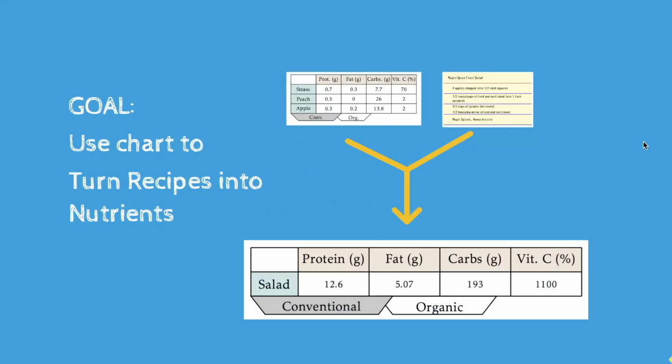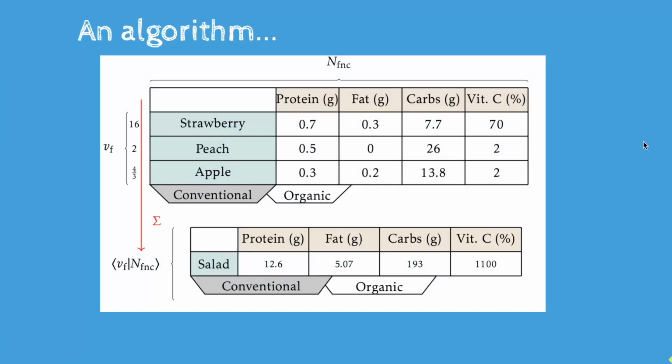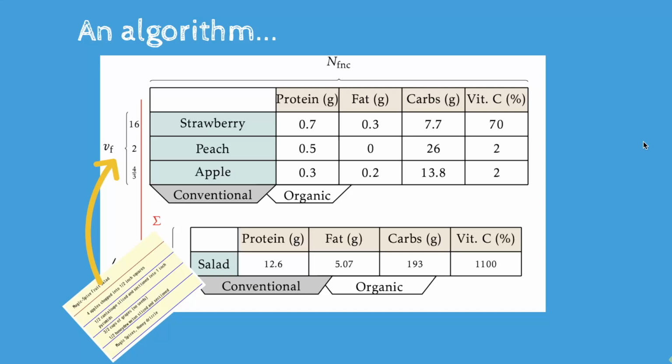The goal is to combine these two charts to provide the nutrition label. We simply rescale the quantity of each ingredient that occurs in our recipe, thus providing the amount of total proteins, fats, carbs, etc. for each individual ingredient. We then add up all the ingredients to get the total in our salad. The right combinations come from our various recipes.